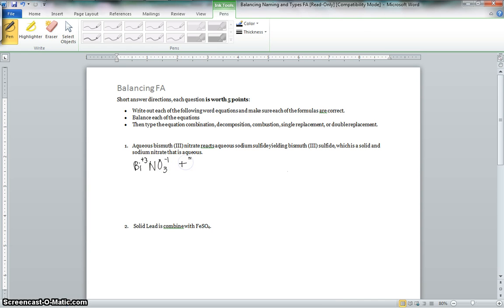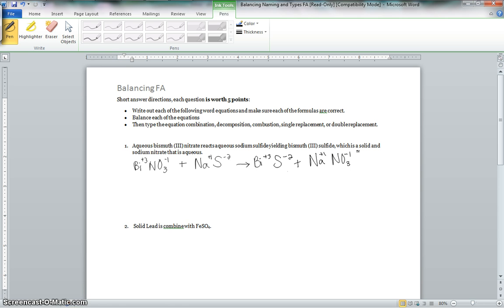We're going to add that to sodium sulfide. So sodium is Na, and it's going to have a +1 charge. Sulfide is just going to be sulfur, and that has a -2 charge, and that's going to produce bismuth sulfide. So Bi +3 and sulfur -2, plus sodium nitrate, so Na +1 charge plus NO3, which is a -1 charge.